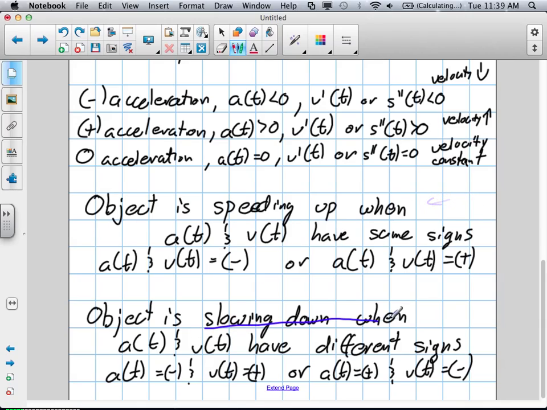The object is slowing down if we have different signs. Let's just say we're on a horizontal line, okay? If we're going in a positive direction with velocity but acceleration is negative, it's slowing us down. Think of it like opposite vectors, okay? And the vice versa could be said for that. That's how we know if something is speeding up or slowing down.